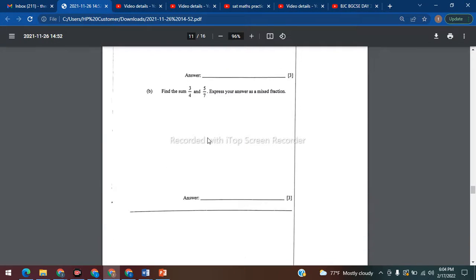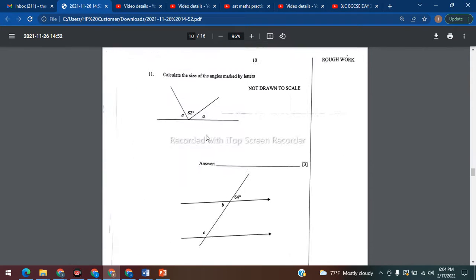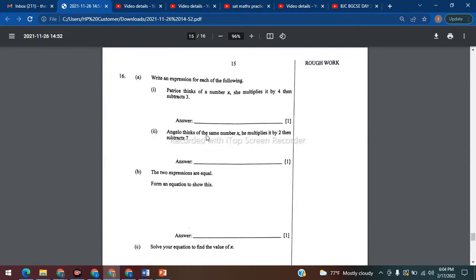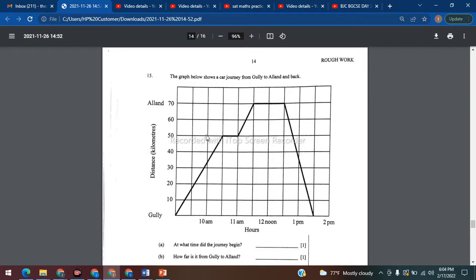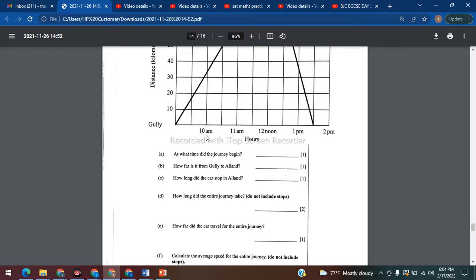And the paper that we are on, I wonder if he's doing this paper. Yes, we were doing this paper. Yes, we finished the time graph, right?